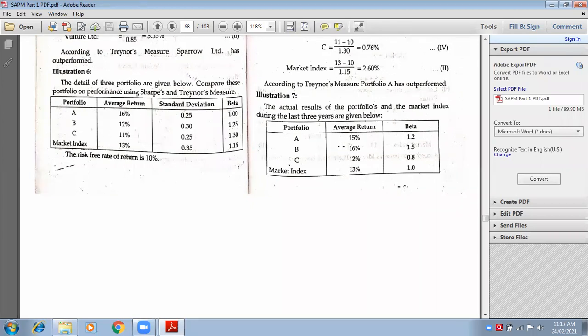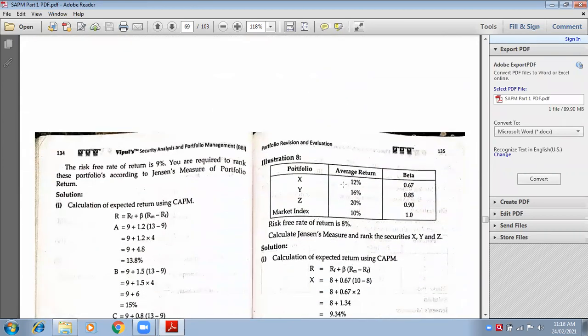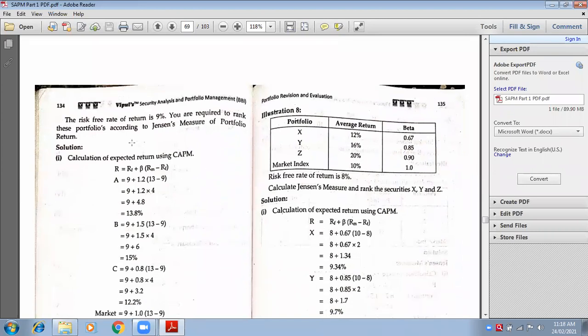These are actual returns: 15%, 16%, 12%. And this is market returns. The market index is the market returns, 13%. Okay, you are required to rank these portfolios according to Jensen's measure of the portfolio returns. Now, how do we need to do it?